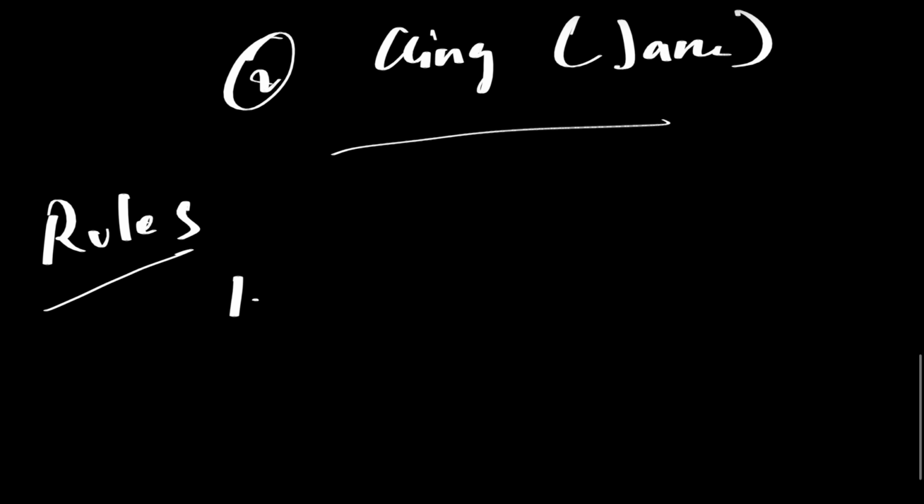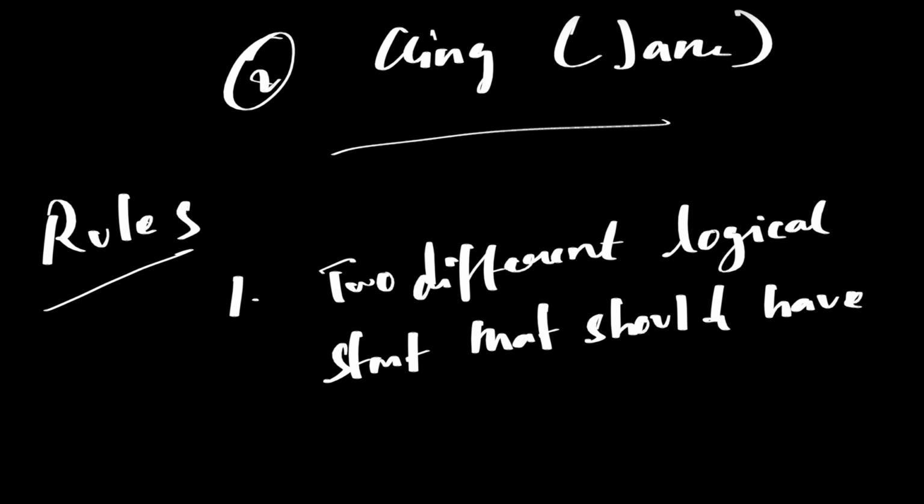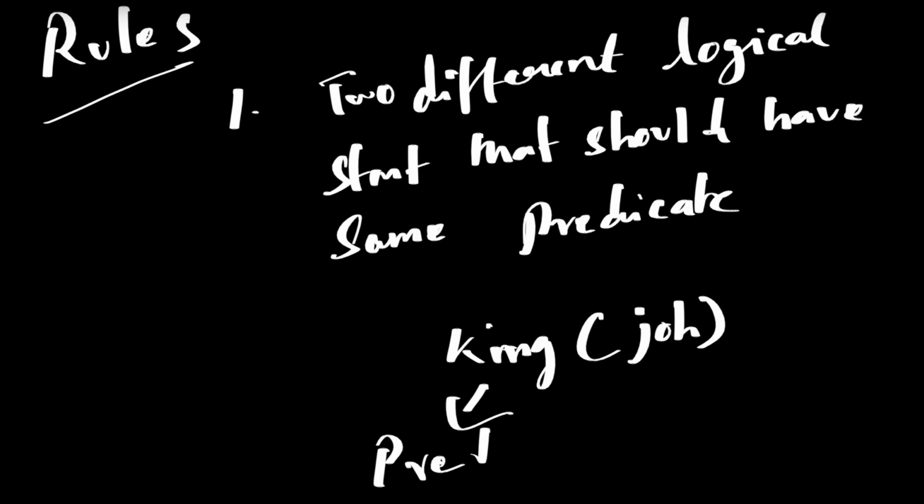Rules. First, two different logical statements should have the same predicates. I'll let you know what a predicate is. Here in this example, King is the predicate, and John or Jane is the value or constant.